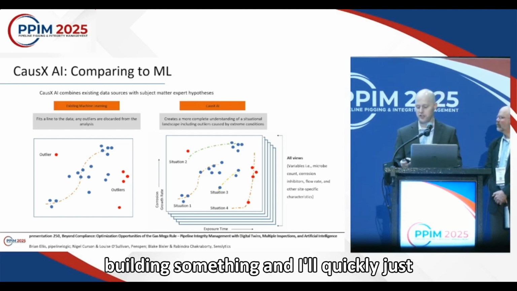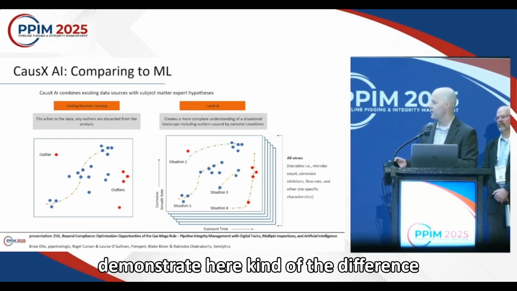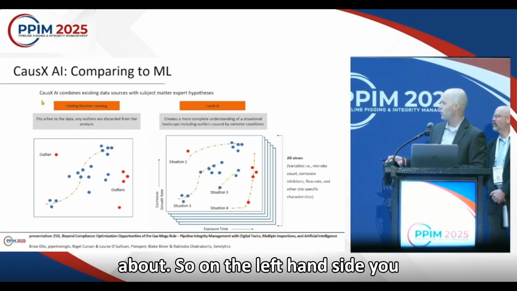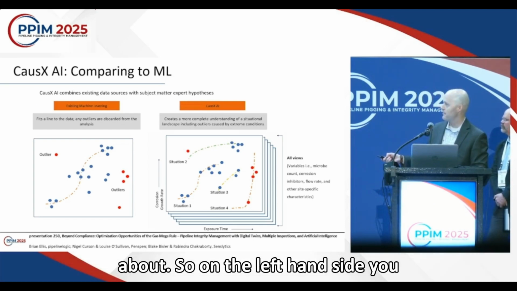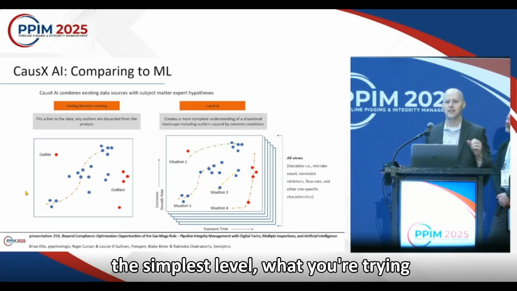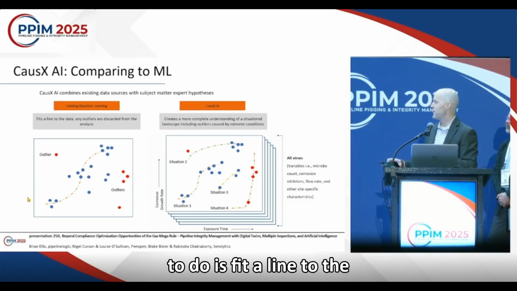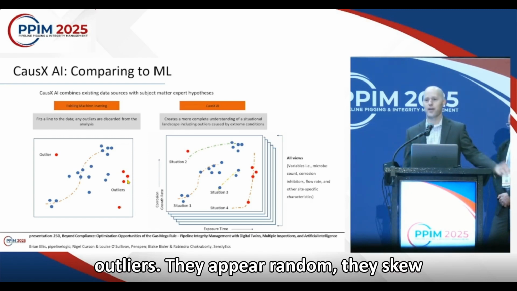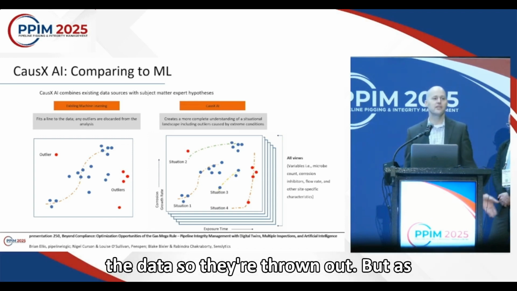And I'll quickly just demonstrate here the difference between typical AI and what I'm talking about. On the left-hand side, you see a basic machine learning model. At the simplest level, what you're trying to do is fit a line to the data. And these red dots, those look like outliers. They appear random. They skew the data, so they're thrown out.